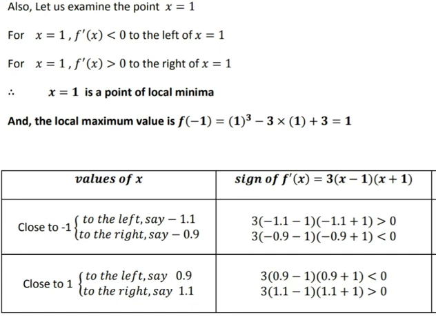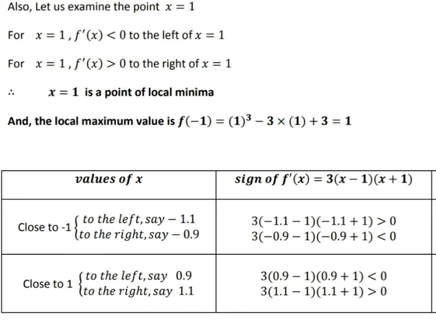So the slope of the tangent changes from negative to positive, and therefore we understand that x equal to 1 is a point of local minima.